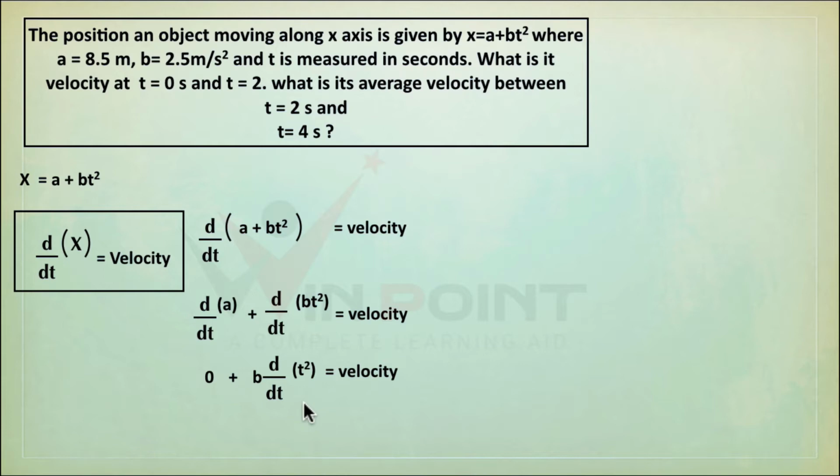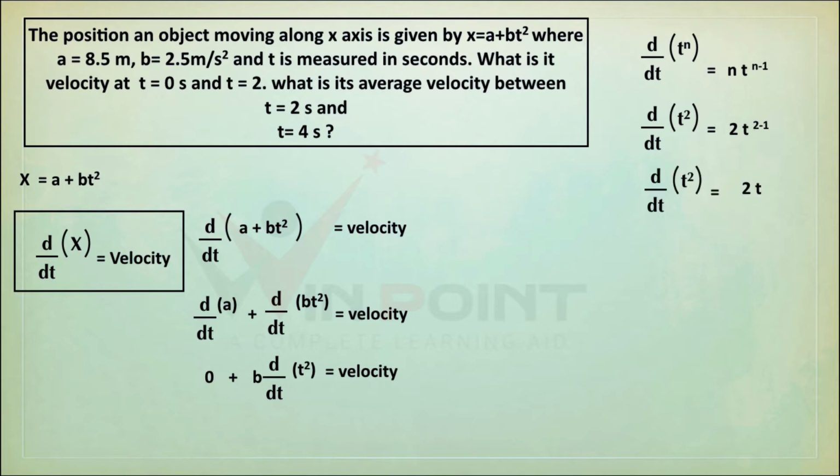For that we are going to learn an equation. We are going to write a general equation: d by dt of t raised to n is n into t raised to n minus 1. That's the equation. Then what about d by dt of t square? It will be 2 into t raised to 2 minus 1. T raised to 2 minus 1 is t raised to 1. So d by dt of t square equals 2 into t.